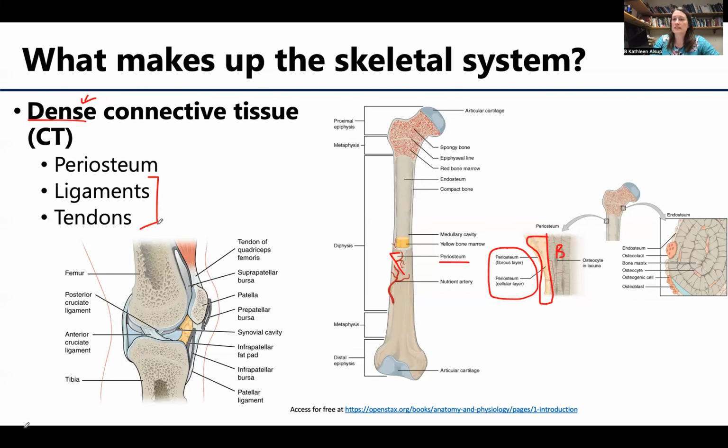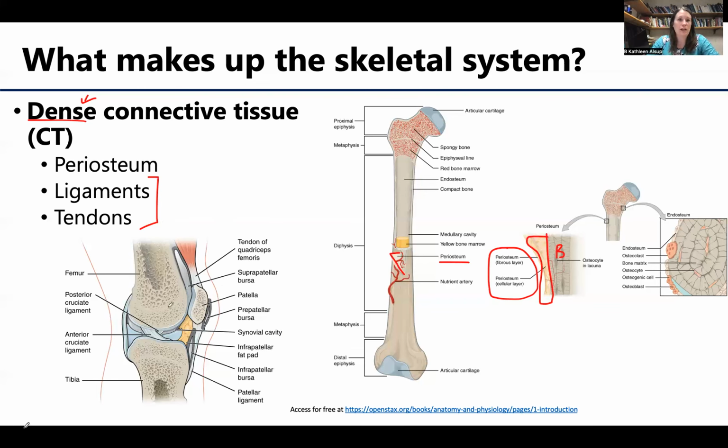These other 2, ligaments and tendons, typically have an attachment to bone as well. So they're going to send some fibers into the actual matrix of the bone. So you have these really close connections. And so very, very closely related to the skeletal system. Both are typically composed of dense, regular connective tissue. So those collagen fibers are going to be more regularly arranged in bundles.